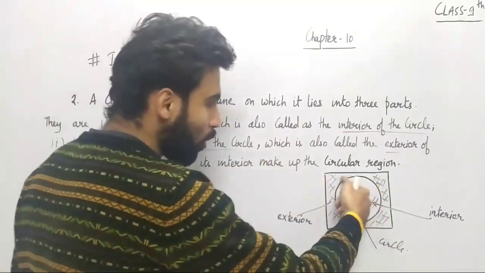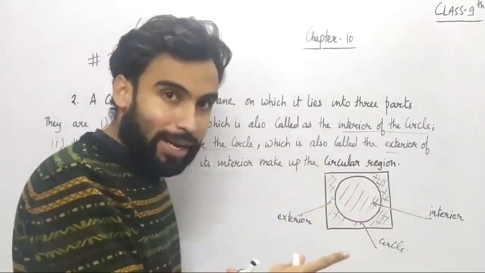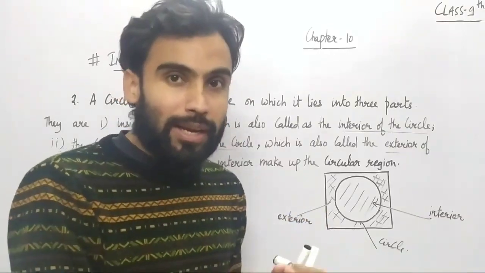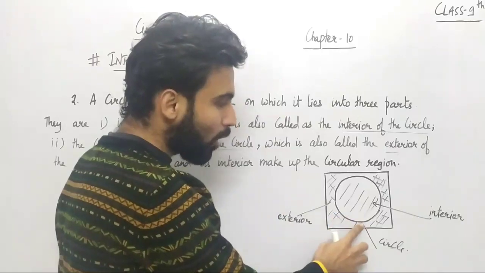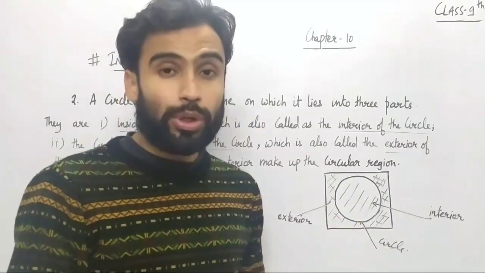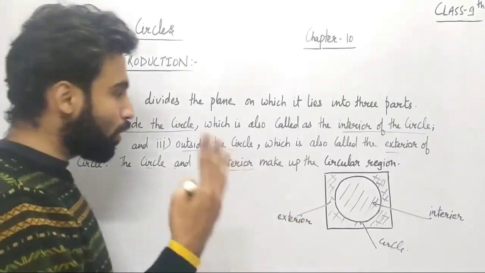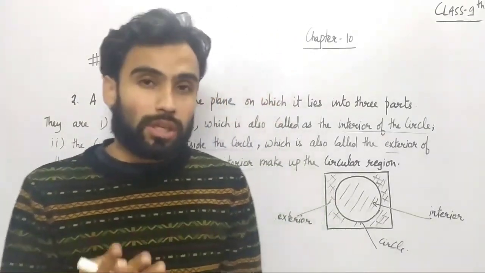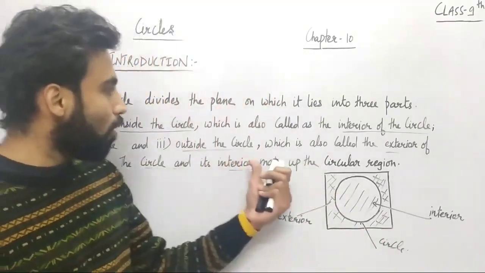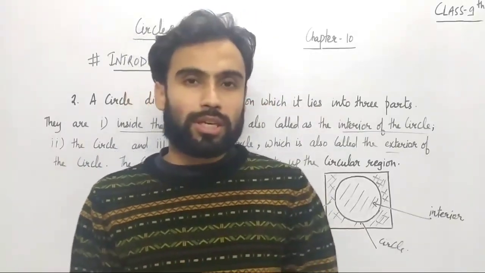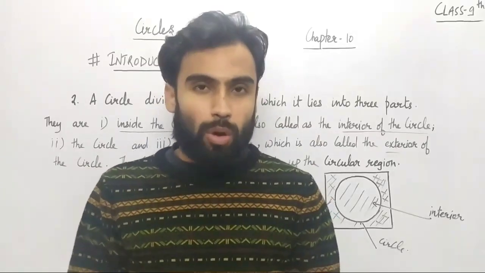So this is how the circle lying on the plane, you can see divides that plane into three parts. One is the interior, the other one is the exterior, and the third one is the circle itself, or you can say the circumference, right? So this is you can see the three parts in which the circle divides the plane on which it is lying, right? So that was all the topic I need to discuss here about the parts in which the circle divides the plane on which it is lying.